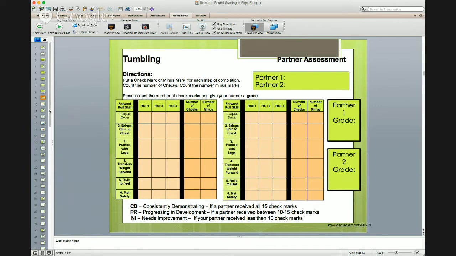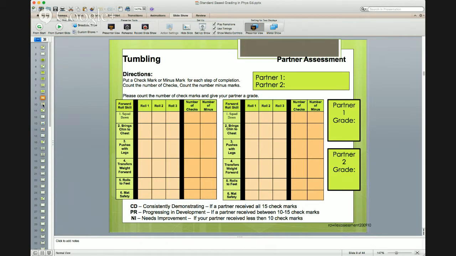So trying to get partner assessments in there is very handy, and it also gets another point of view. So hey, Mr. Wiles isn't always the one looking at what I'm doing. My friends are too, and it's important to get all those different points of view of how your performance is going. So partner assessment is very important in standards-based grading.